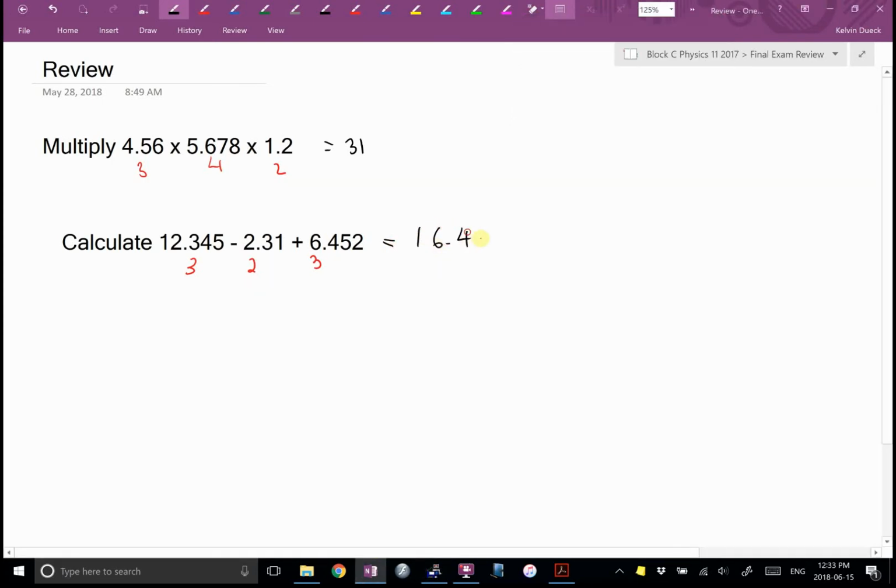16.49, which has 4 sig figs, which happens to be the same as that number there, but not what I asked. It's not how you do it for adding and subtracting.